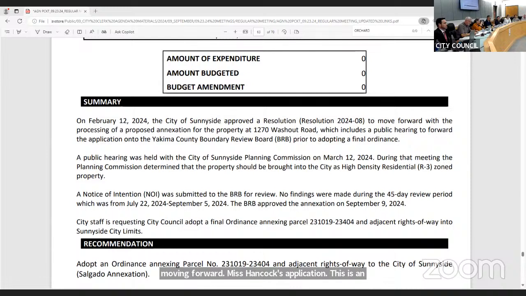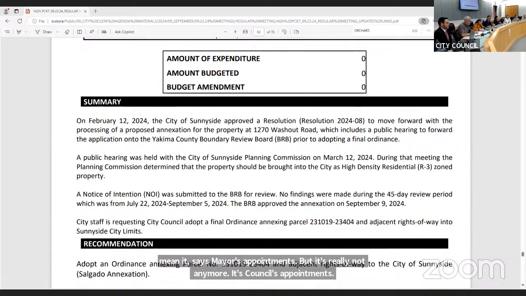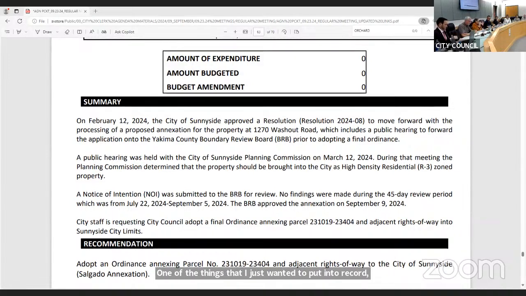I mean, it says mayor's appointments, but it's really not anymore. It's council's appointments. Ms. Hart. One of the things that I just wanted to put into record, and I don't have any objections with Ms. Hancock being on the LTAC. I think she would do a wonderful job on that particular committee.